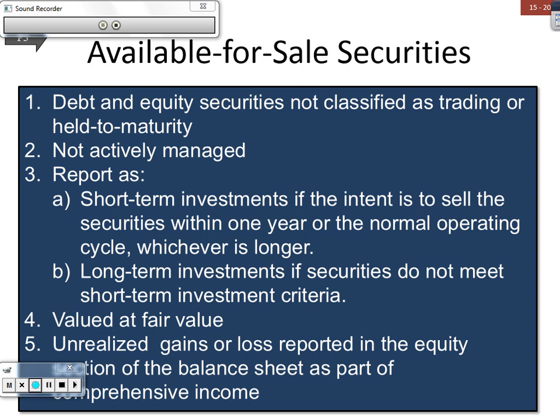Available for sale securities are debt or equity securities that are not classified as trading or held to maturity. They're not actively managed. The intent is always to make money off of it, but if it's short-term, within 1 year, then the intent is to sell it within 1 year. If it's long-term, it's just long-term. It's not going to be sold within 1 year. Always at fair value, and then you have to report the unrealized gain or loss.